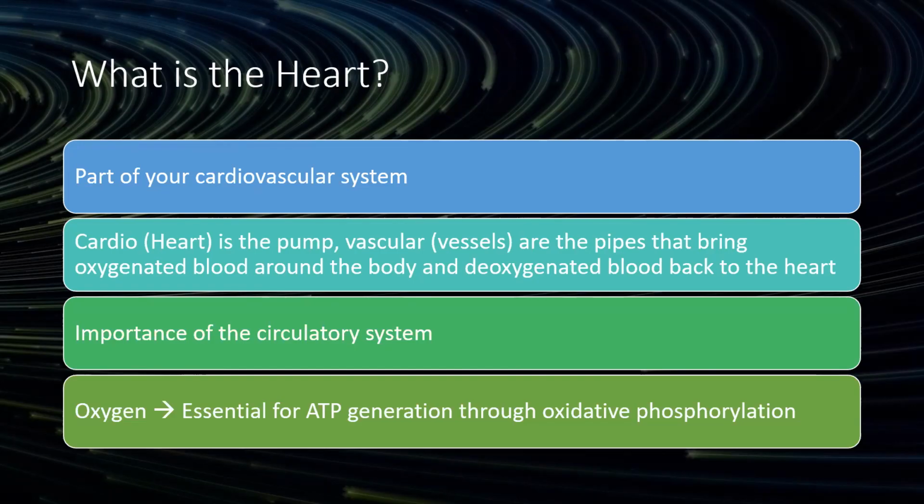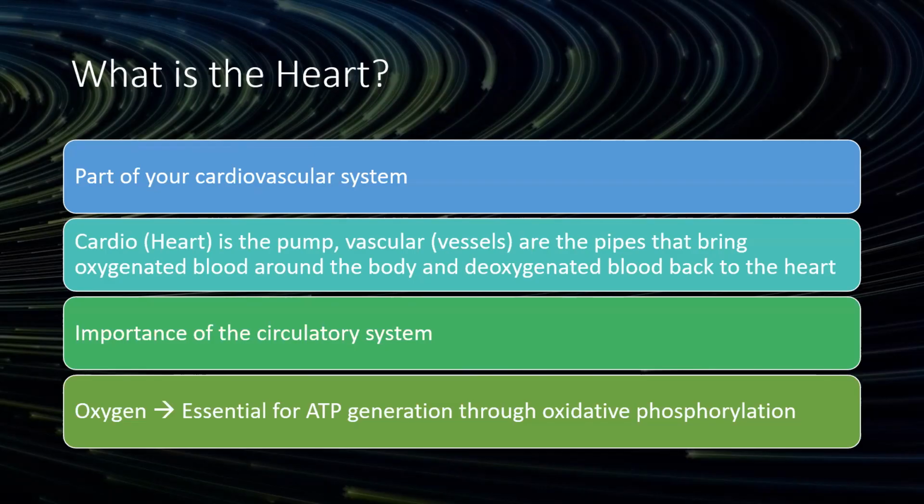So the heart, the main subject of our topic, is part of your cardiovascular system. I always say cardio, the heart, is the pump that allows the circulation to actually be pushed around the body. And the vascular, the vessels, so your arteries, your veins, they are the pipes that bring oxygenated blood around the body and also bring back deoxygenated blood, waste products, back to the heart, back into the lungs, and then expelled. The importance of the circulatory system is threefold.